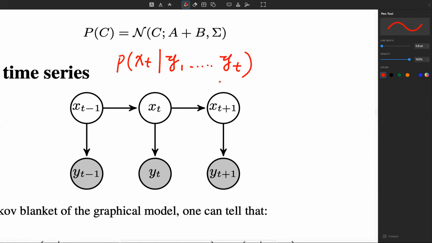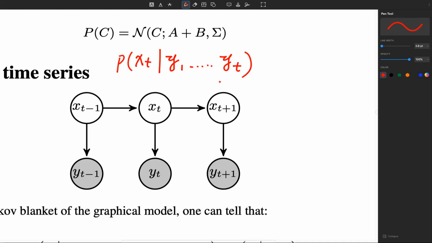Okay. So where is the Markov blanket for this? Anyone? By the way, what is this? Can anyone tell me in words what this means? P of xt conditioning on y1 all the way to yt. What does that mean? Tell me that in words. Yeah, given all your past data up to point t, what is the probability of my current state? Okay, yes.